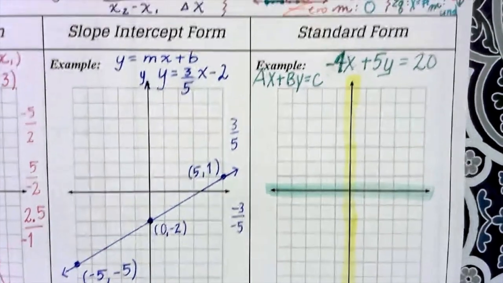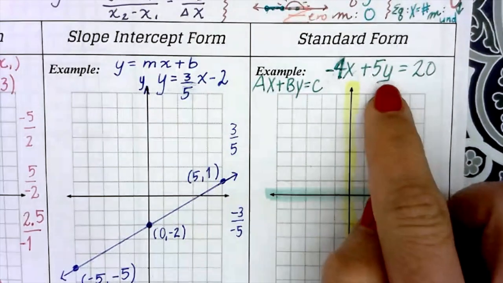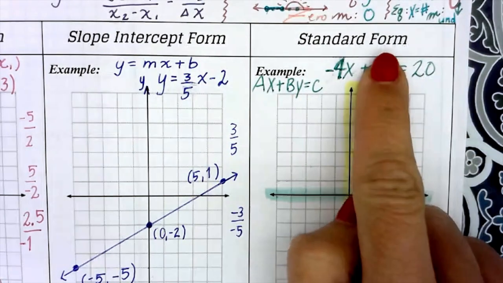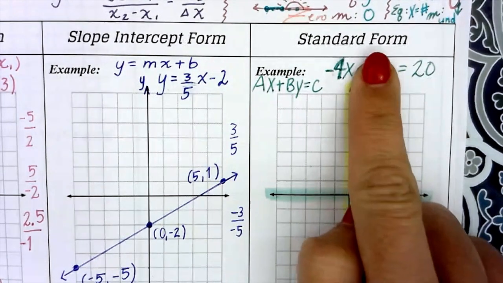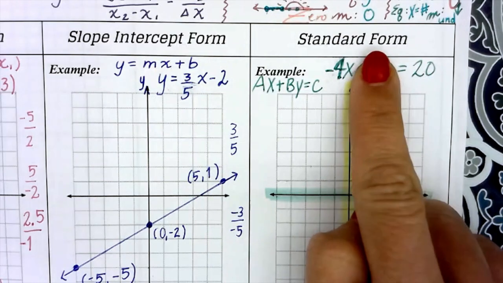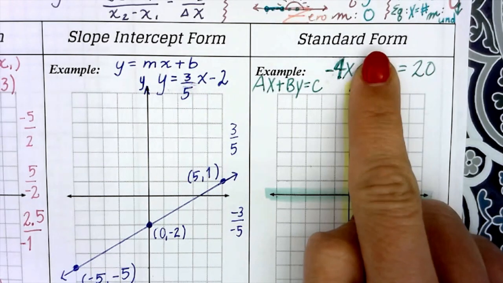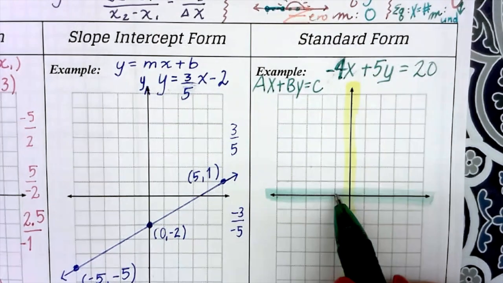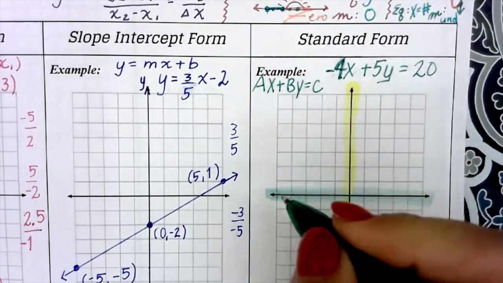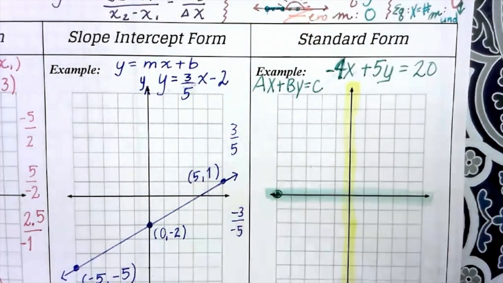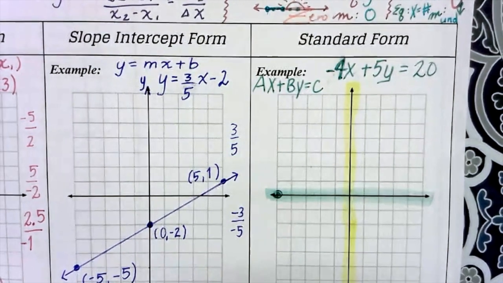Now what else is nice about it? If you fill in 0 for y, 5 times 0 is 0, this falls off. You could just cover it up with your finger, and then solve this little guy. Negative 4x equals 20. What does x equal? X equals negative 5. So you go to your x-axis, 1, 2, 3, 4, and 5. There we go, we have a point. We just said 2 points to determine a line, so I just need one more.